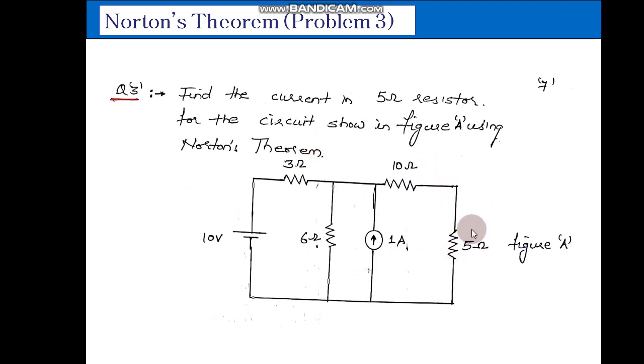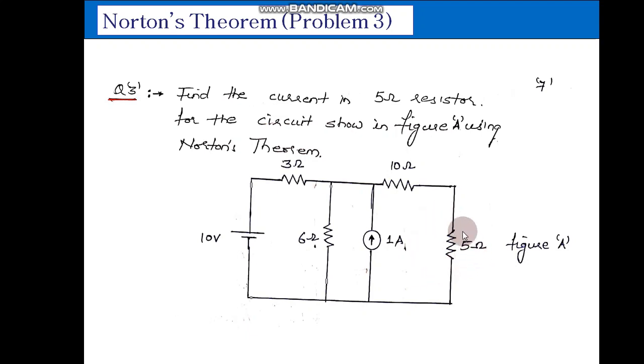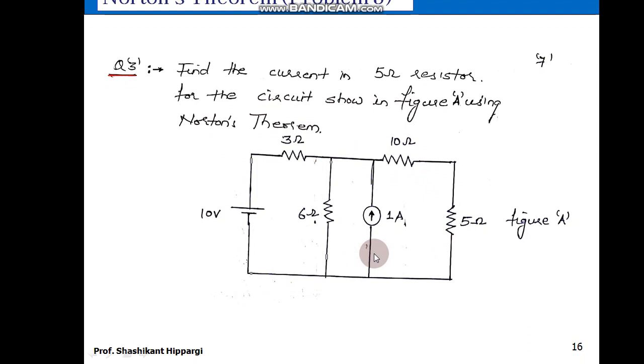This is a 5 ohm resistor. So I need to find out the current through this 5 ohm resistance, but I need to convert this whole circuit first into a Norton's equivalent. This is what it says, Norton's theorem. So here I am having two sources, both are independent, a 10 volt source as well as 1 ampere current source, and these are the three resistances which are connected in the circuit other than the load resistance.